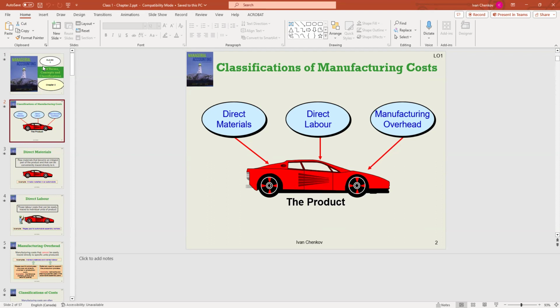First, we need the material. Second, we need the labor, or somebody to work on that material. And third, we need the manufacturing overhead, or some place where we can work on that material in order to become a product. So we need direct material, we need direct labor, and we need some indirect things which are going to convert the material into the product.